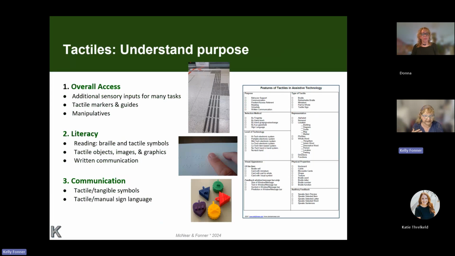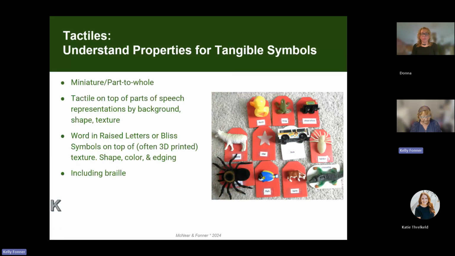In the area of literacy, Donna's going to be talking about Braille and tactile symbols. I'm going to be adding to that tactile objects, images, and tactile graphics so that we have all reading material represented. And then also looking at written communication. And then, of course, the area of expressive communication with tactile and tangible symbols and tactile and manual sign language. So there's a lot to this area once you really start to dig in.